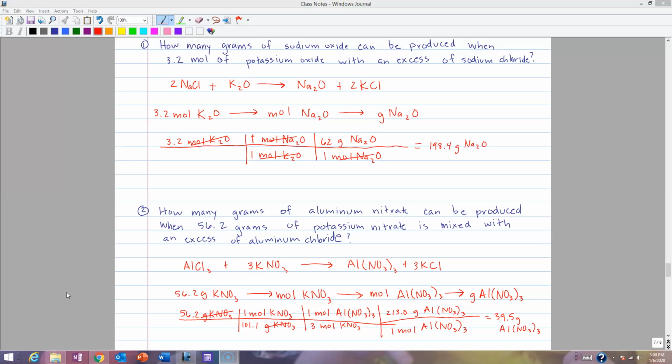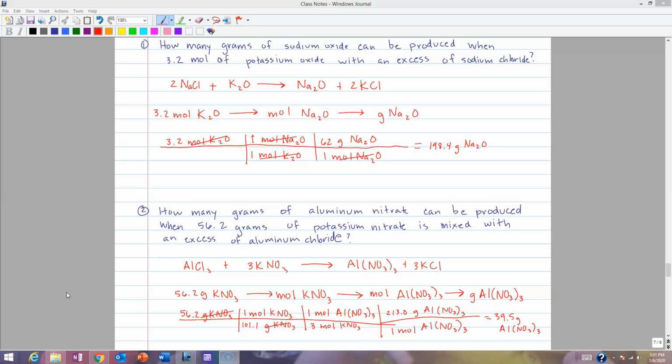My given is moles of potassium oxide. So since I'm already in moles, I don't have to convert to moles. So I'm going to go straight from moles of potassium oxide to moles of sodium oxide. Then I can convert to grams of sodium oxide. So I have 2 arrows in my mole map. I'm going to have 2 conversion factors. So your T-chart should look like what you see in the picture. And when you multiply and divide, you're going to get an answer of 198.4 grams of sodium oxide.